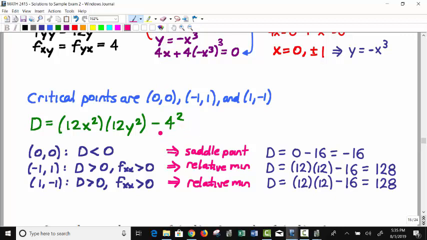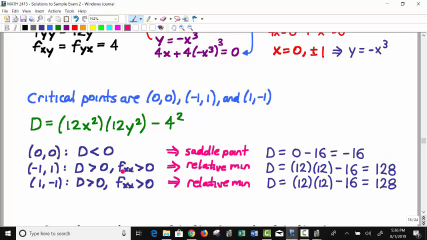So actually I worked the numbers out over here for you. You can still do it if you're careful without working the numbers out, but you might want to just to be on the safe side. But this one I didn't really need to, because I knew that was going to be 0 minus 16, which was going to make it negative. Automatic saddle point. The next one, you put in negative 1 and 1. They're both going to be positive 12. And I could look at that and go, 12 times 12 minus 16 is for sure going to be a positive number. But go right ahead and work it out if you need to, no problem.